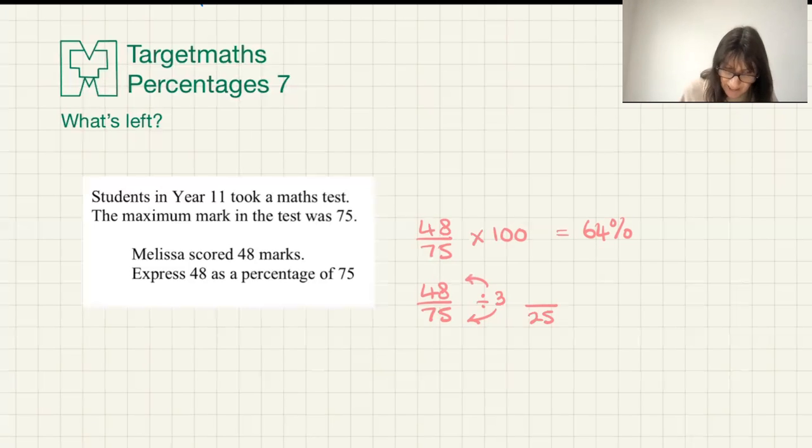48 divided by 3 is 16. And then I'm going to times through by that 4. 4 times 25 is 100. Make sure I do it to the top. And I've got 64 out of 100. And if it's already got that 100 on the bottom, then the numerator is the percentage. So my answer, 64%, is coming out as well. So that's quite a good way of trying to manipulate your fraction to get to that 100.